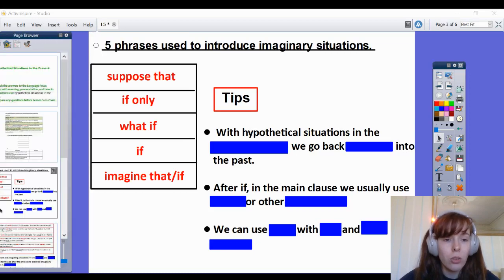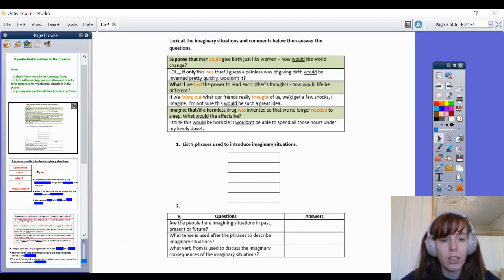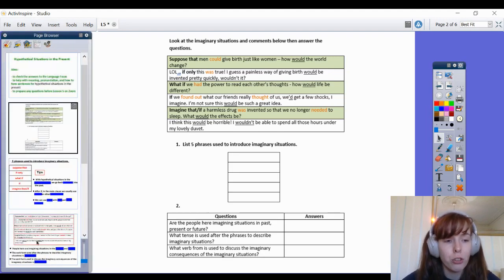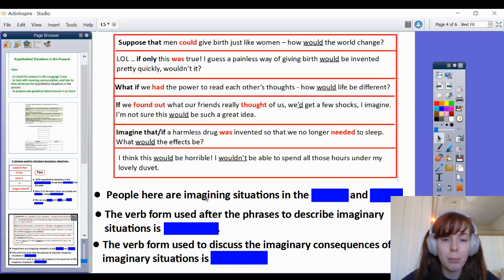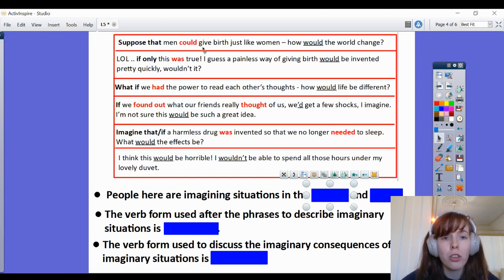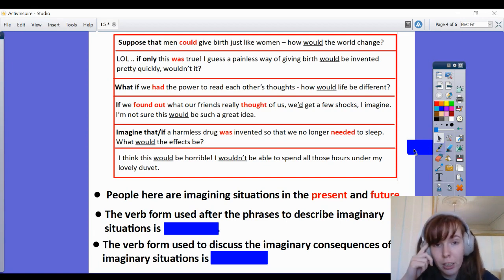All right, so let's look at more of the answers for the language focus. So are the people here imagining situations in past, present, or future? Let's see. People here are imagining situations in the... let's have a look. Suppose that men could give birth to just like women. How would the world change? Past, present, or future? It's present and future. Okay. So men can't give birth just like women, but we're imagining that they could now and in the future.